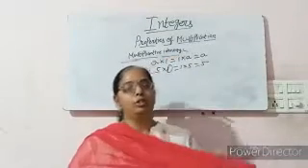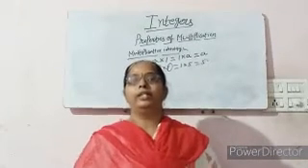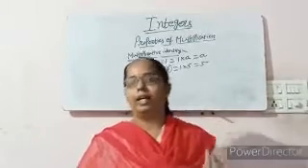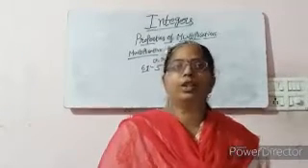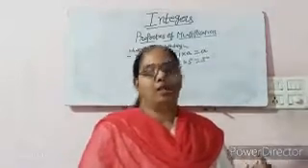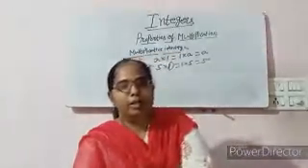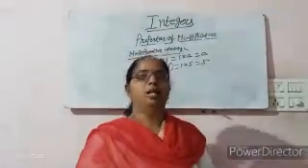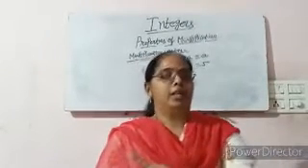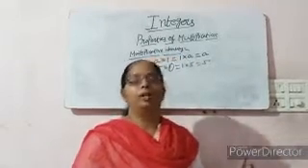See children, you need to remember here that 0 is an additive identity element, whereas 1 is a multiplicative identity element. They can ask you a question like this: what is the multiplicative identity element? 1 is the multiplicative identity element. Children, you need to remember this. 0 is an additive identity element, whereas the multiplicative identity is 1.